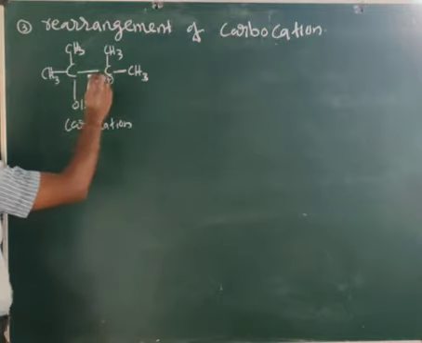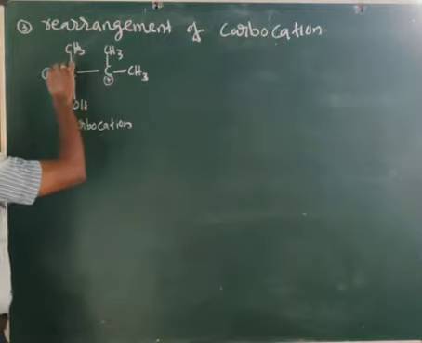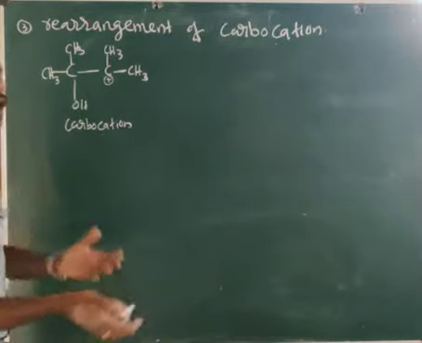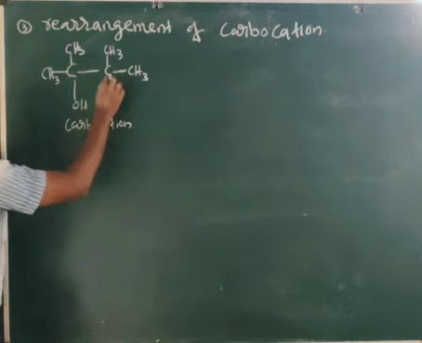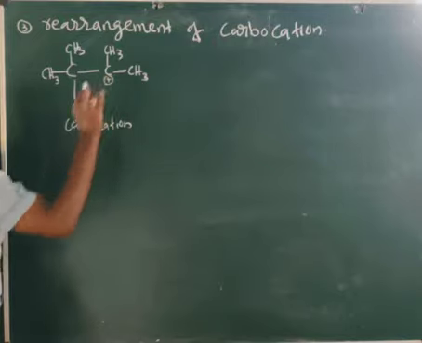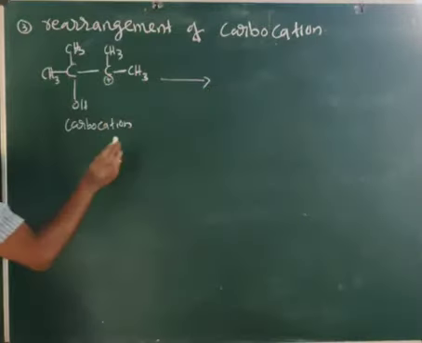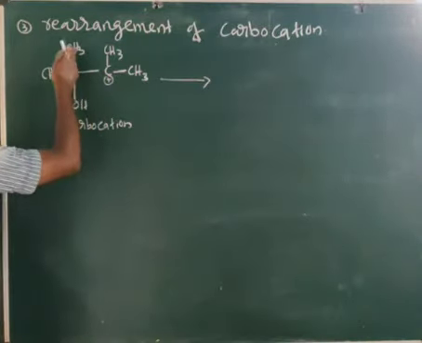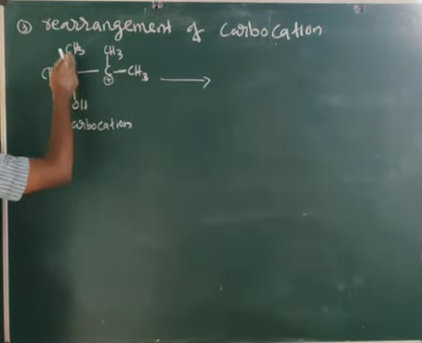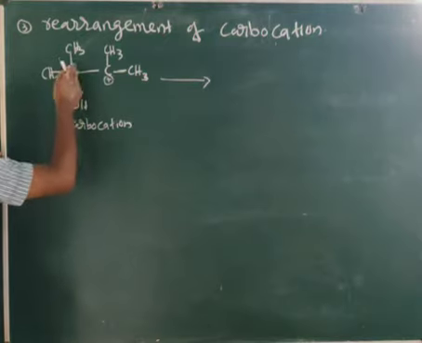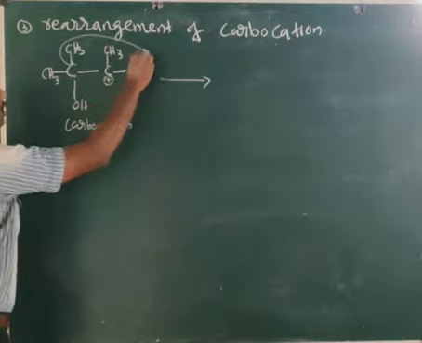What will happen? You can see that this is CH3 and this is also CH3. One of the alkyl groups will migrate from this carbon to this positively charged carbon. So what is the third step? Rearrangement of the carbocation. Rearrangement of the carbocation means the alkyl group present on the OH-attached carbon will migrate from this carbon to the positively charged carbon.